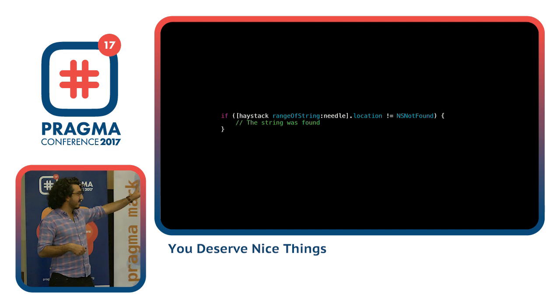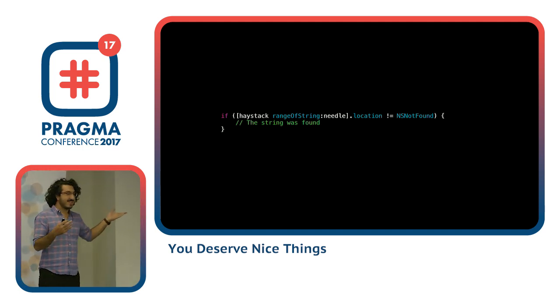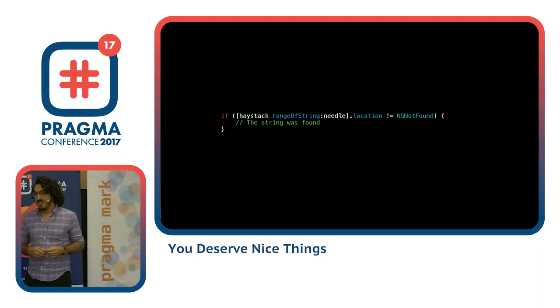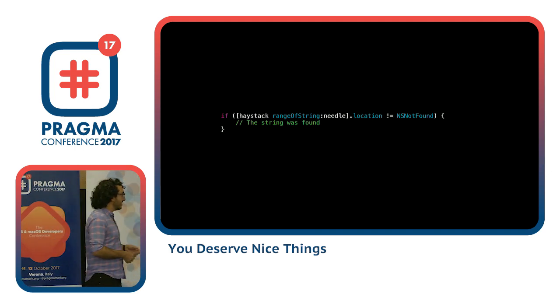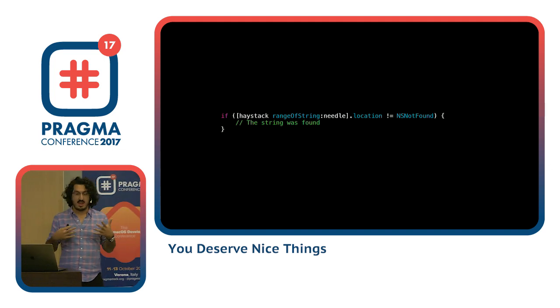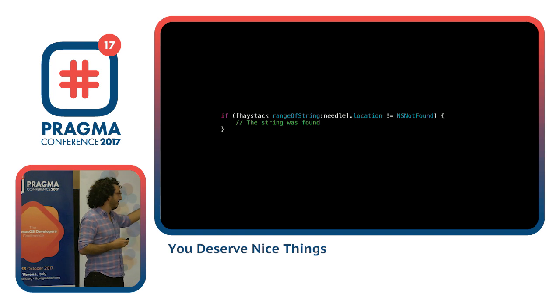Now, I don't know about you, but I think this is super, super ugly. It's got this nonsense with locations and ranges. I don't care about ranges. I just want to know if the string was there or not. It's got a double negative, not equal to not found, which is extra confusing. And I wondered why it is that Apple doesn't give us these really simple things that we clearly deserve.